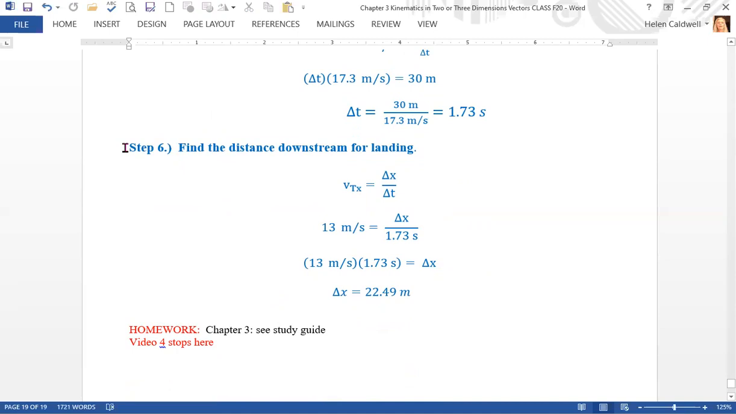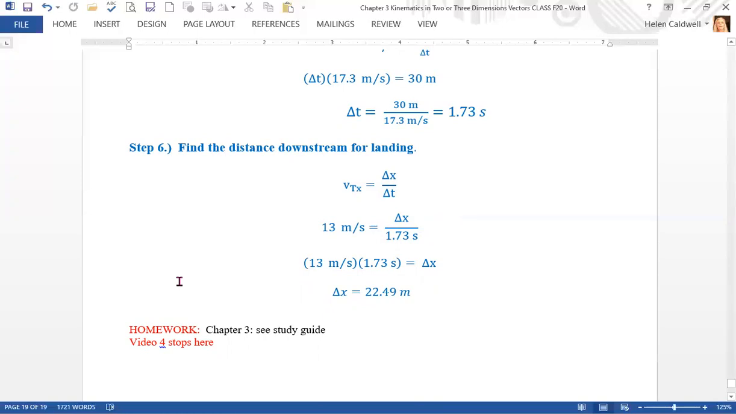So now we use our second equation, v total x is delta x over delta t. We know the total velocity in the x direction is 13 meters per second. We don't know delta x, but we'd like to. And we know the total time is that 1.73 seconds that we just calculated. To get the 1.73 out of the denominator, multiply both sides by 1.73. So 13 multiplied by 1.73 gives you delta x, and that means delta x is 22.49 meters.